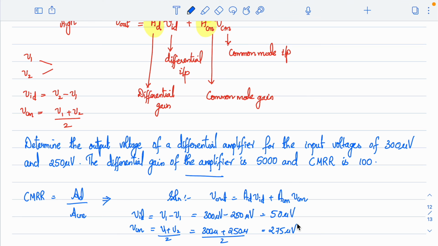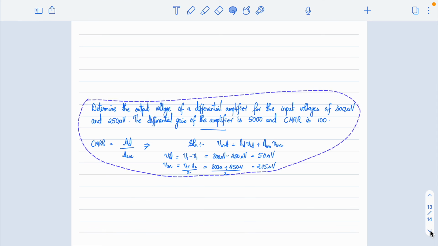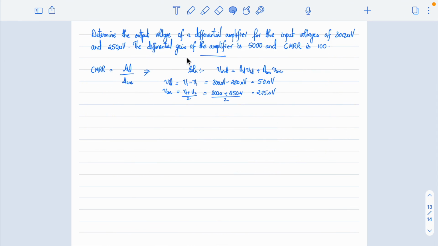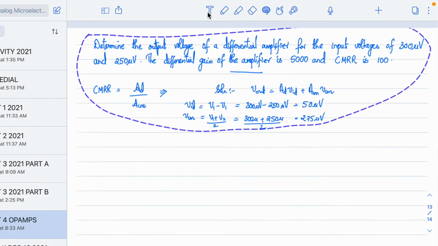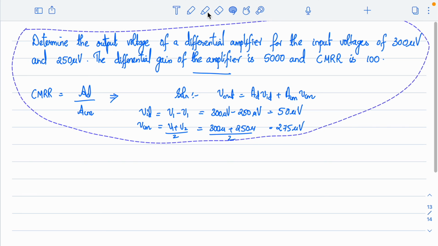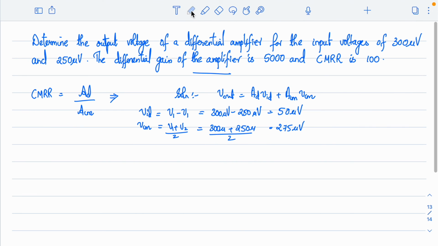Now what to do? Just move to the next page. Alright, so these two things we have. Now you should find the output voltage, right? For output voltage, we have this VID now, VCM now, AD is there, and ACM. Yeah, everything is there. Then you can find it.